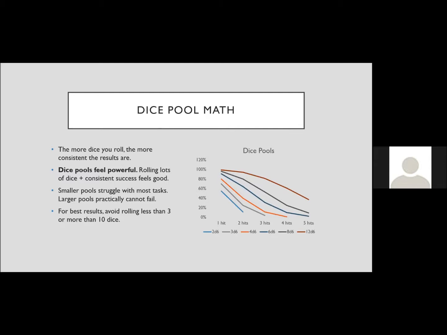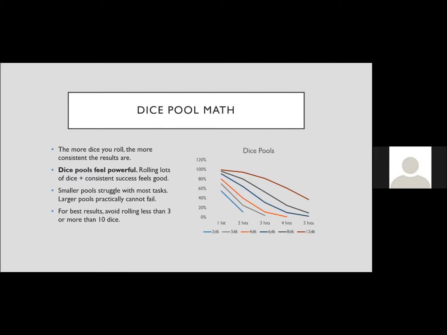If we take a look at the graph over here, the light blue line is a 2d6 dice pool. If you look, you have just under a 60% chance of getting one success. If we double that and go to a 4d6 dice pool, your chances improve to about 80% likely to get one hit. If we double it again and use 8 six-sided dice in our pool, you're almost guaranteed to roll at least one success.